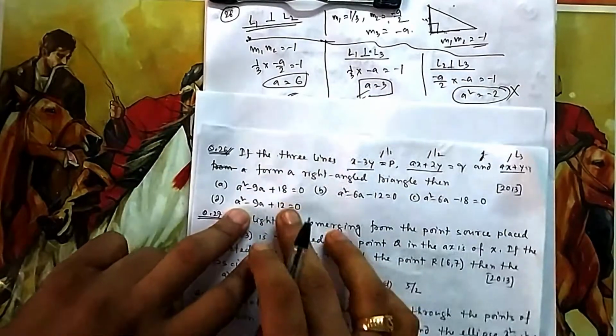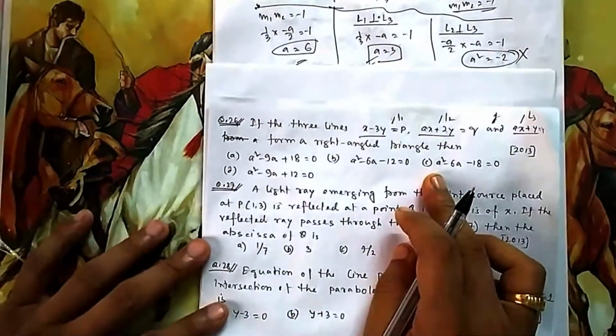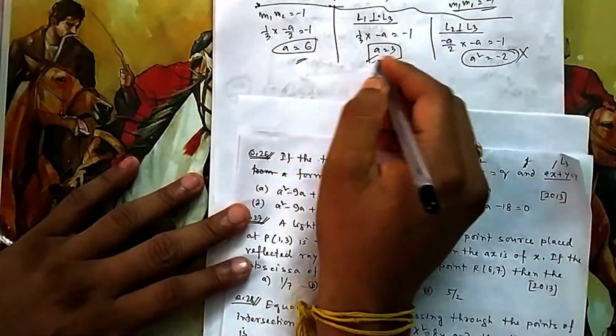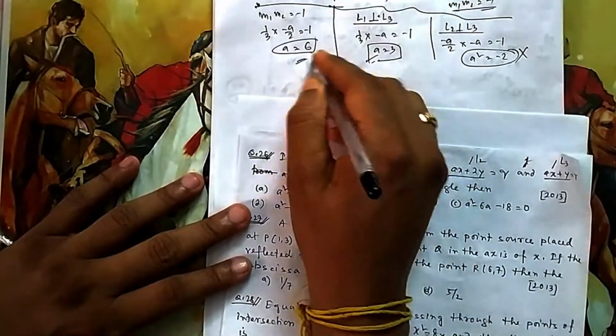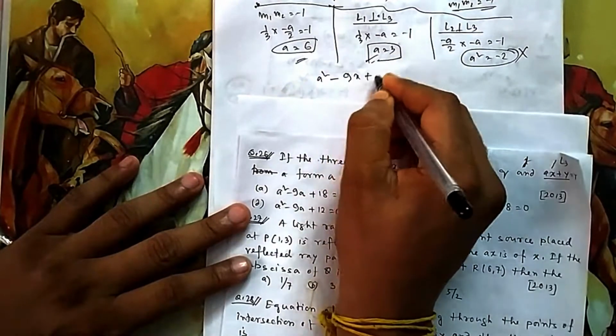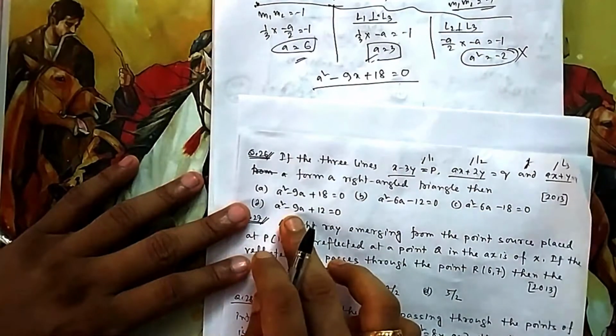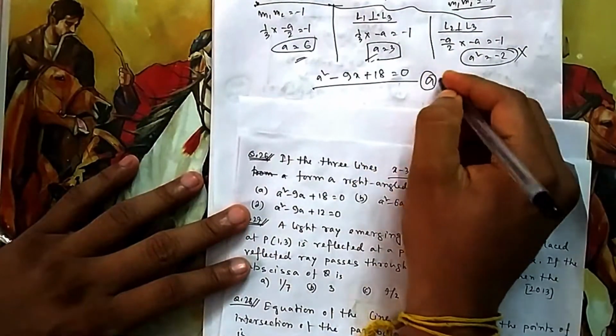So which quadratic equation is satisfied by these? Because this is a quadratic equation. You can solve it. How to find a quadratic equation if the roots are given? Sum of the roots, then product of the roots. So a square minus 9a plus 18, that is your option A.